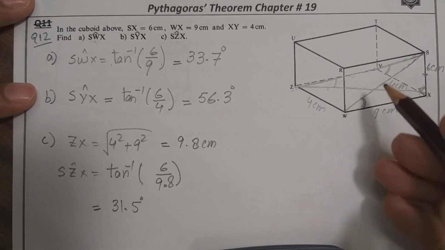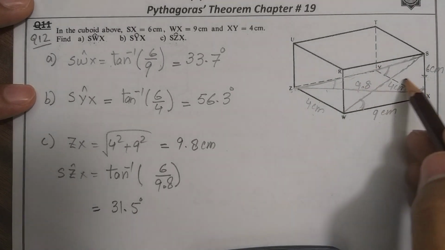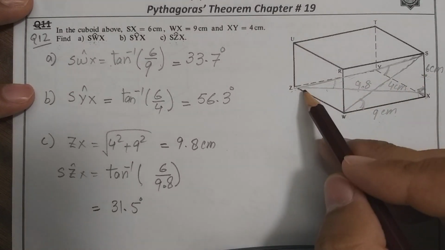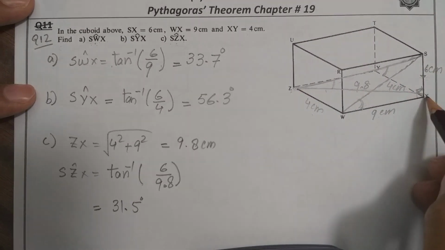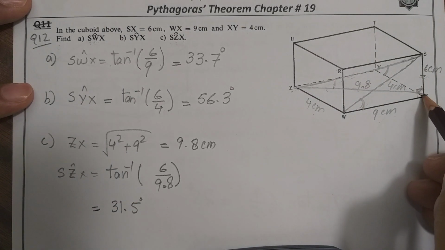So we have the hypotenuse, which is 9.8, and this is 6. According to this, again it becomes a triangle. This becomes a right angle because the corner of the rectangle is a right angle, so it becomes a right angle triangle again. According to the right angle triangle, this is opposite, this is adjacent.